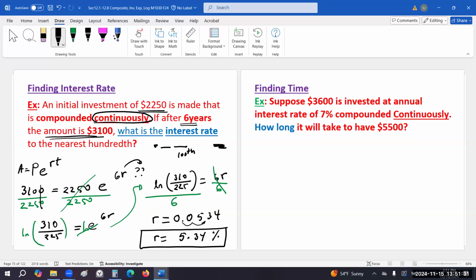The next one, the same problem, we are finding time, but our time is in the power. So we must apply ln to bring our power down. And it says to do it continuously. For continuous, our life is easy: A equals P e to the RT. This time our initial amount is 3,600. We want to get 5,500. Our interest rate is 7%, meaning 0.07, and we don't know how long it takes.